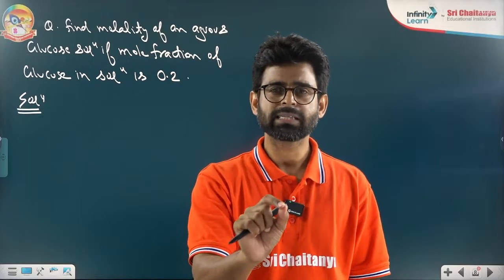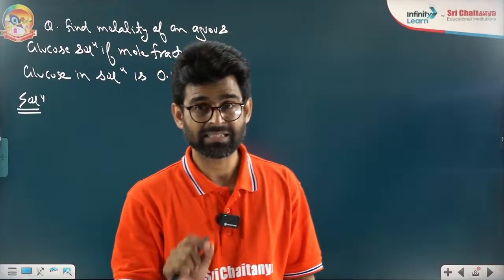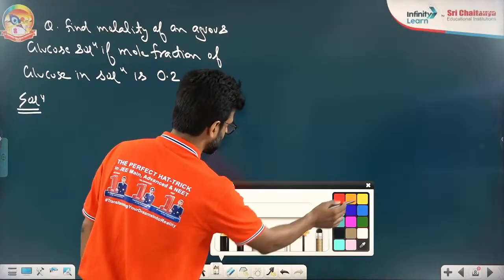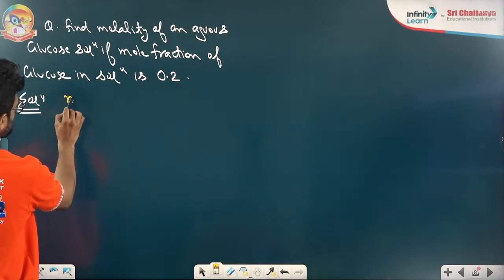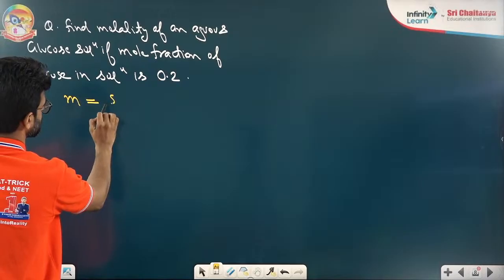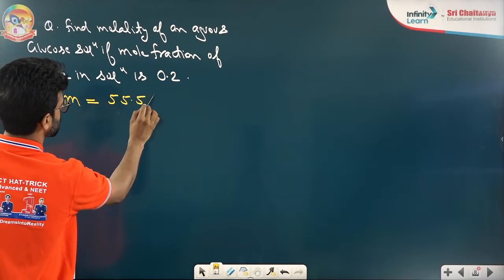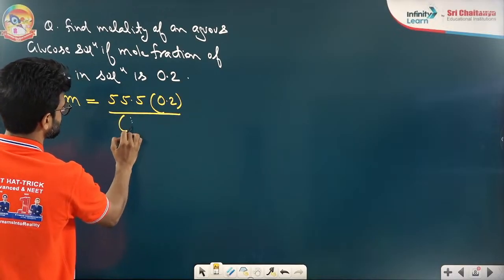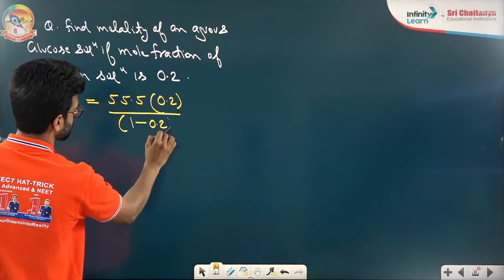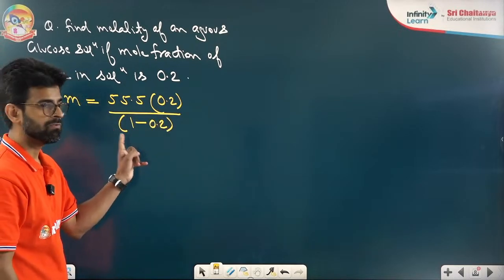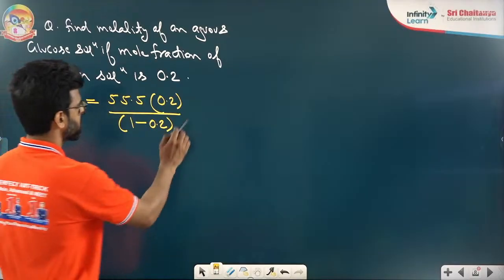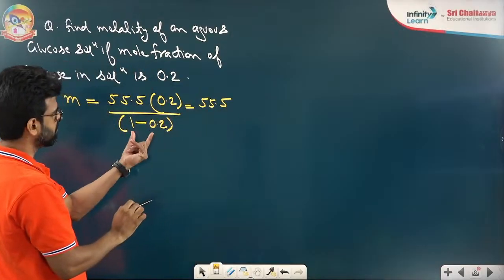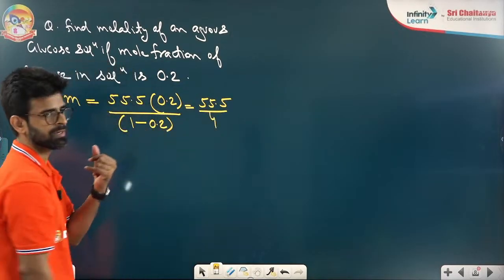55.5 into x divided by 1 minus x, where x is the mole fraction of solute. So how will we find the molality? It is the molality formula here. 55.5 into x, what is x? 0.2, divided by 1 minus 0.2. So here we can say 55.5 into 0.2 divided by 0.8, it will give you what? 13.8. Very good.